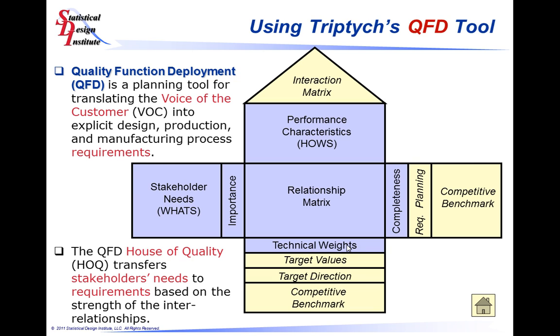And then there's other information that can be included in a house of quality also, such as the interaction between the hows with other hows, target values and directions, specific values that would quantify the individual hows, requirements planning tools, and then also competitive benchmarks against the stakeholder needs, and then also against the performance characteristics, the whats and the hows respectively. So let's go look at how we can facilitate the QFD process using the Triptych tools within the SDI Tools version 3 software.